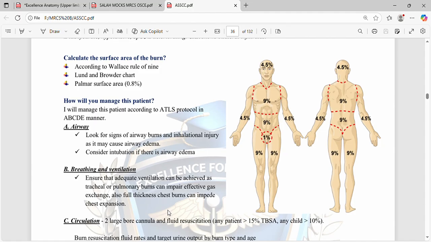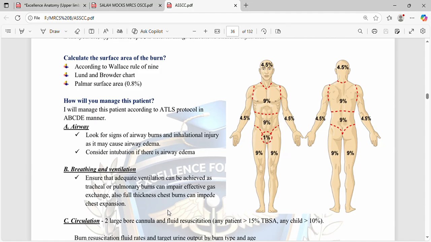Breathing and ventilation: ensure that adequate ventilation can be achieved, as tracheal or pulmonary burns can impair effective gas exchange. Also full thickness chest burns can impede chest expansion. So in such cases, if there is a scar, you have to consider an escharotomy.